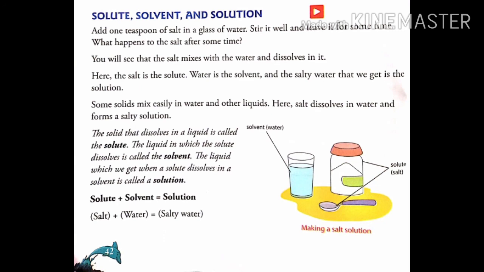Now what are solute, solvent and solution? In this example of salt and water, salt is dissolving in water, so it is the solute. In other words, the solid which gets dissolved in water or in liquid is known as solute, and the liquid in which the solid gets dissolved is known as solvent, and the liquid which we get when a solute dissolves or mixes in a solvent is called a solution. So by an equation we can see that solute plus solvent equals solution.